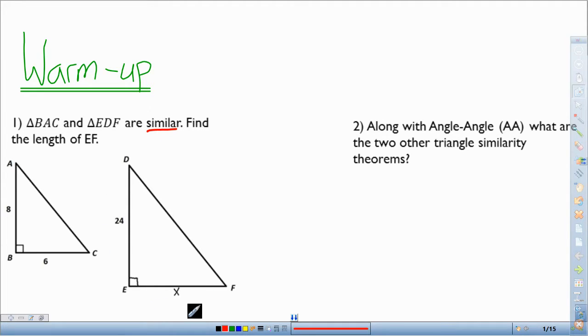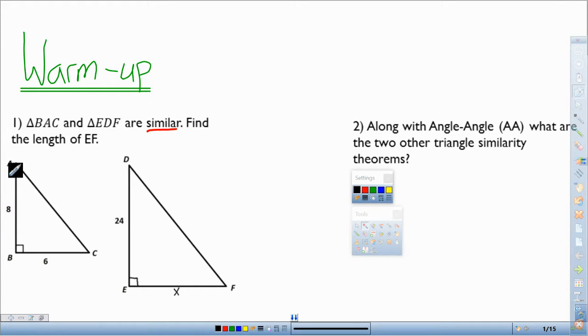So EF down here, which we've called X here. You guys remember how to do this. Go ahead and set up your proportion, of course, setting ratios of corresponding sides equal to one another, and see if you can remember how to find this missing side length. After that, it says along with angle, what are the two other triangle similarity theorems? So see if you can recall those two things. Try out these two warm-ups real quick.